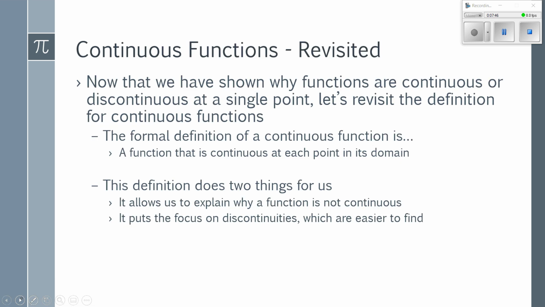So now that we've talked about the types of discontinuities and showing discontinuity at a point, we can come back and actually give a better definition for continuous functions. Continuous functions are functions that are continuous at every point in their domains. So if there's a single discontinuity anywhere for that function, it is a discontinuous function. This actually simplifies things for us because it's easier to find discontinuities than to find all of the continuities. So that's summing that part up.